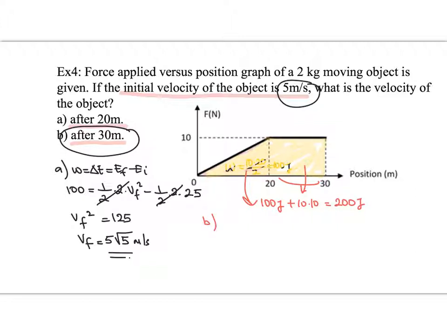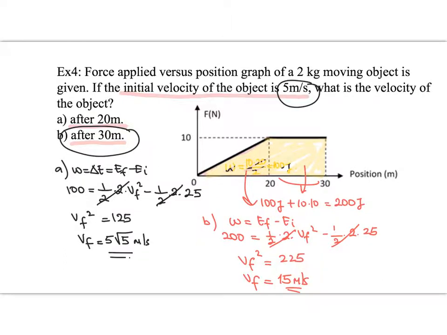So I have in total 200 joules of work done. So for B, again the work done is equal to the final kinetic energy minus the initial. So 200 is equal to 1 over 2 times mass 2 kilogram V final square minus 1 over 2 times 2 mass and the initial velocity 5 square. So here I have the V final square is equal to 225. So I have the final velocity equal to 15 meters per second.